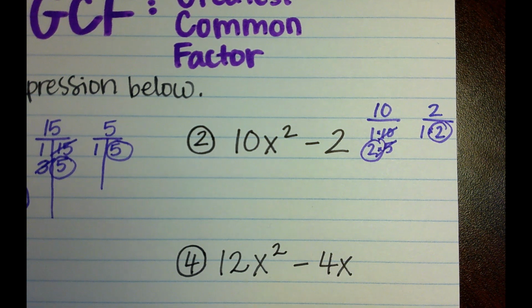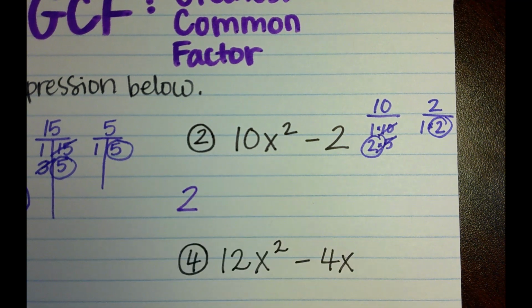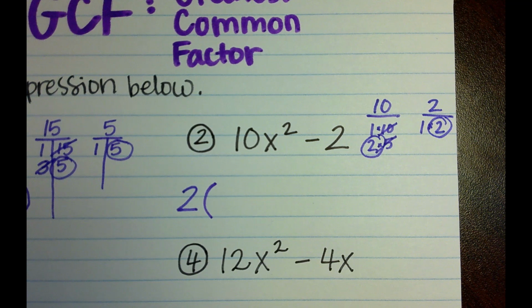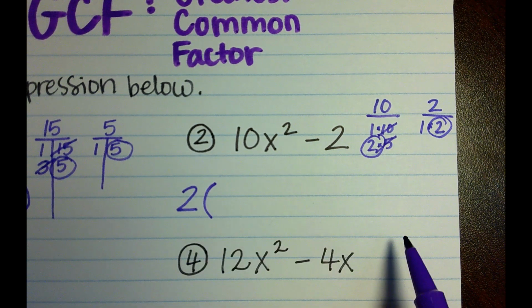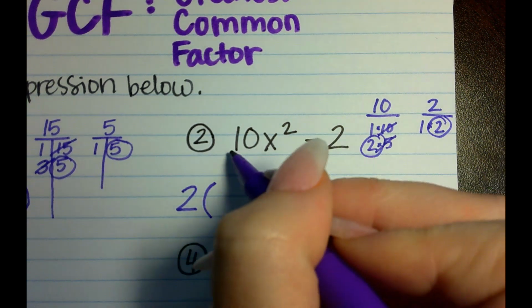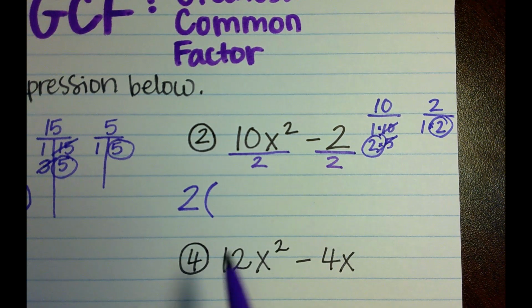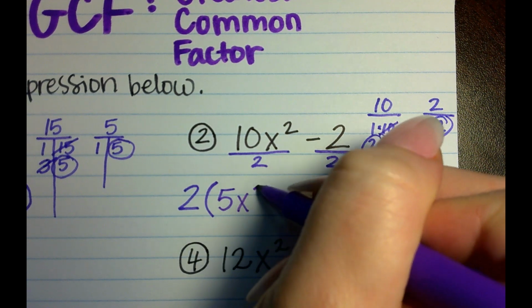So what's our greatest common factor? Our GCF. 2. Good. So I'm going to take that 2, and I'm going to go ahead and write it over here where my answer is going to be, and then start a parentheses. So since my GCF is 2, what am I doing with that 2 to find what goes in the parentheses? Divide. I'm going to divide by 2 for both of these. So 10x squared divided by 2. What would that give me? 5x squared. Good.